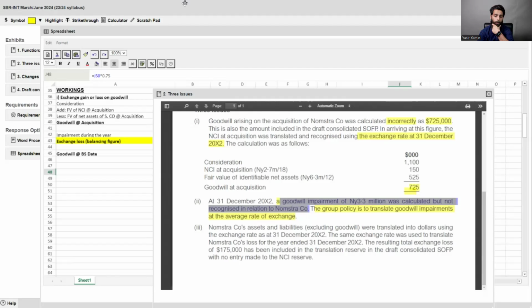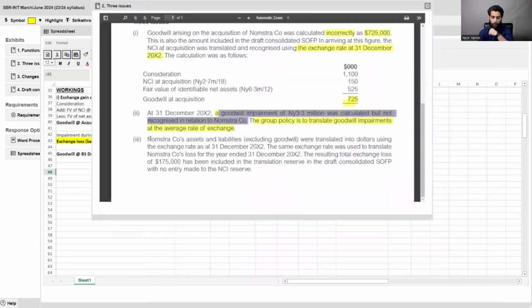Let's read the exhibit number 3. It's exhibit number 2 and point number 3 rather. It says that Normstra company's assets and liabilities excluding the goodwill. What do you mean by Normstra company's assets and liabilities? They're talking about your net assets. So it's the second working that we studied under IAS 21. Normstra company's net assets, excluding goodwill, were translated into dollars.